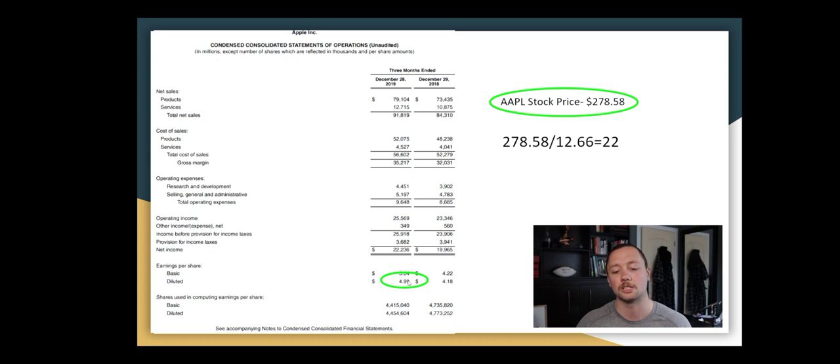And to get the annual earnings per share, you're going to add this number up for the last 4 quarters. And then you're going to divide the stock price by that total. In this case, it was 278.58 divided by 12.66. And it gave us a ratio of 22, a PE ratio of 22 that we can now use to compare to the last quarter, the last year, as well as every other company in their industry that we're evaluating of whether or not to buy the stock.